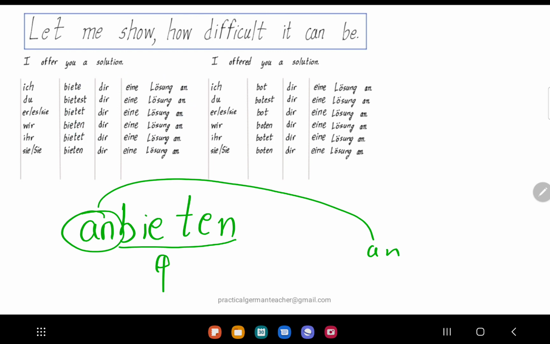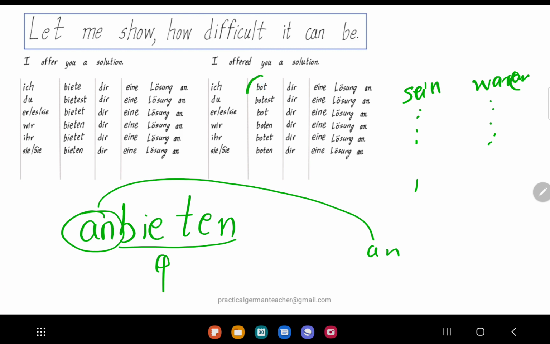But then if you want to say I offered you a solution, if you go the Präteritum way, for example, that's the way you realized for sein, you have to remember the very conjugations for ich and all the pronouns. And then if you go the Präteritum way, you will have to remember the conjugation of waren for all the pronouns. So you will have to remember this. Ich bot, du botest, sie bot, wir boten, ihr botet, small s, capital S, boten.